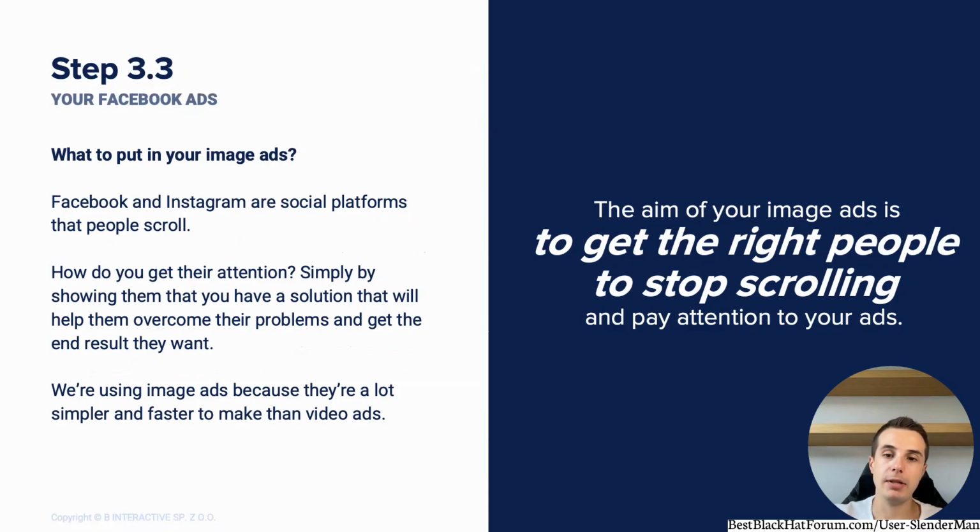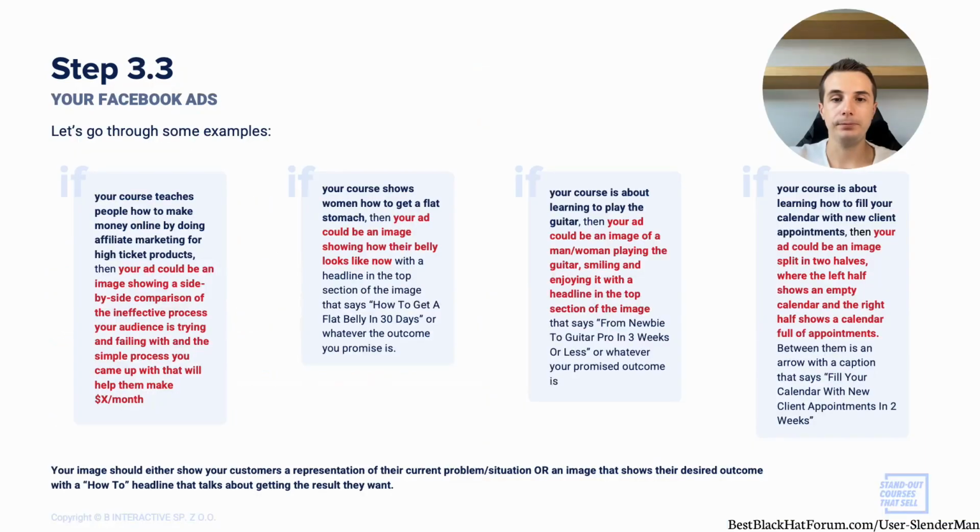And the reason we're using image ads is because they're a lot simpler and faster to make than video ads. You can literally create image ads in just a few minutes, versus a video would take you usually a few hours. So let's go through some examples here of what to put in your image ads. As an example, if your course teaches people how to make money online by doing affiliate marketing for high-ticket products, then your ad could be a side-by-side comparison of the ineffective process that your audience is trying and failing to make affiliate income with.